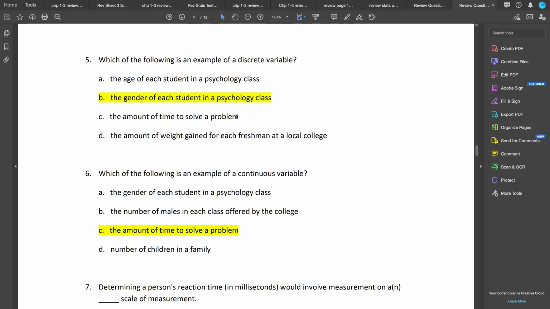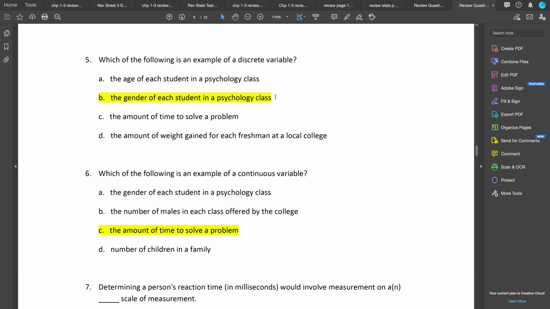You can't do that with gender. So gender is not continuous, and it's the best answer out of those four. Okay, which of the following is an example of a continuous variable? And that's kind of the flip side of what we just talked about. It's the amount of time to solve a problem, because time can be continued to break down, whereas gender cannot be broken down anymore.